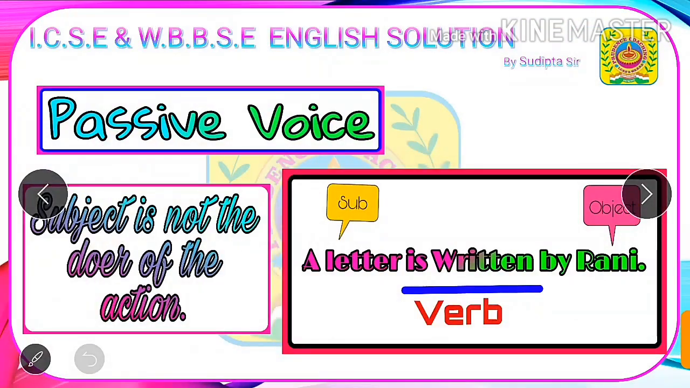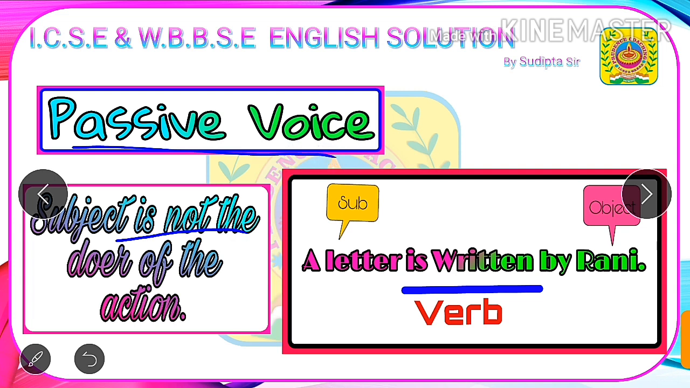Now we will learn what is passive voice. My dear students, passive voice is opposite of active voice. Why opposite, students? Because we have learned that active voice is a sentence where the subject is the doer of the action. That means the subject will perform the action. But in passive voice, the subject is not the doer of the action. That means a sentence where the subject is not performing the action, or the verb is not performed by the subject, such kind of sentences or statements we will consider to be passive voice.